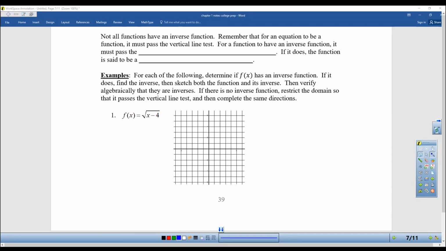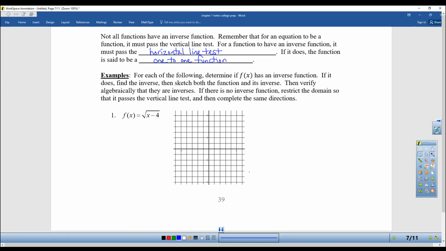Not all functions have an inverse function. Remember that for an equation to be a function, it must pass the vertical line test. For a function to have an inverse function, it must pass the horizontal line test. If it does, the function is said to be a one-to-one function. That actual terminology is not that important to me, but it's in your book, and I didn't want you to say, oh, what's one-to-one? She never did that.